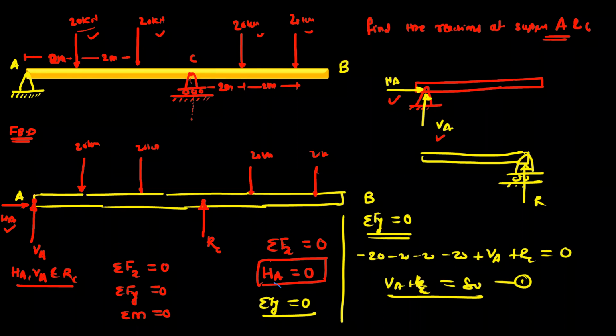So Va plus Rc is equal to 80. Now in this equation, we have two unknowns, Va and Rc. Now use the third equation, which is summation of moment. For the summation of moment, you can take the moment about point A.